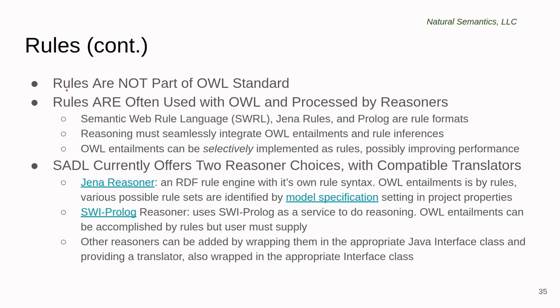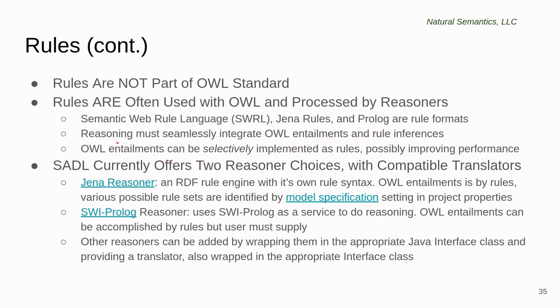Rules are not a part of the OWL standard. However, since they implement the implication of propositional logic, they are certainly compatible with, and often used with, OWL and processed by OWL reasoners. Some of the rule implementations include the Semantic Web Rule Language, SWRL, Jena rules, which is what is used by the Jena reasoner in Saddle, and Prolog, which is the rule format used by the Prolog reasoner in Saddle.